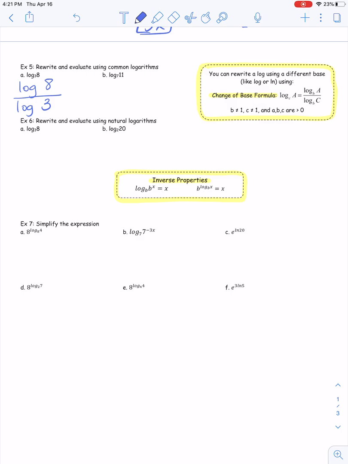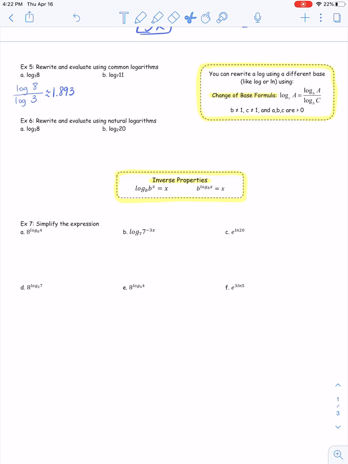So our directions here say to rewrite and evaluate using common logarithms. Well, I've rewritten it so that they have common bases. However, I haven't evaluated it. So here's where I can just go in my calculator and say log of 8 divided by the log of 3. And when I do that, I get the approximation of 1.893. If the directions would have just said to rewrite, then I could have left it as log of 8 divided by log of 3. But it said evaluate as well. So I actually want to type that in the calculator and get that decimal value.